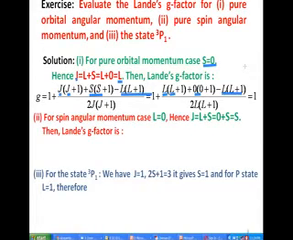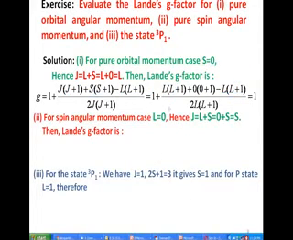We see this L into L plus 1 gets cancelled with this. So this becomes 0 over 2L into L plus 1, that is 0. That means 1 plus 0, which is equal to 1. That means for an atom having pure orbital angular momentum, its G factor is equal to 1.